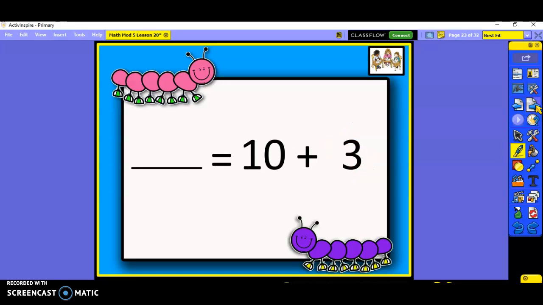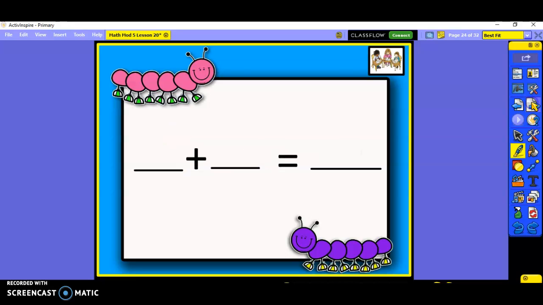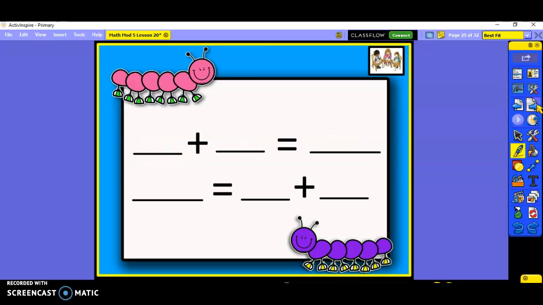You could also start with your whole. You could say 13 equals 10 plus 3. How did you have that 13? We had 13 because we had 10 red, 3 yellow. Very good. So when we write our parts, we would write 10 plus 3 equals 13. And we could also write that number with our whole first.